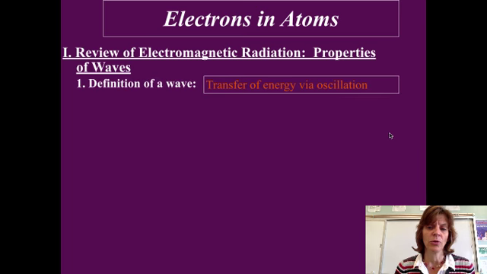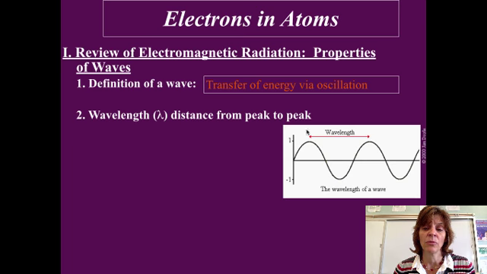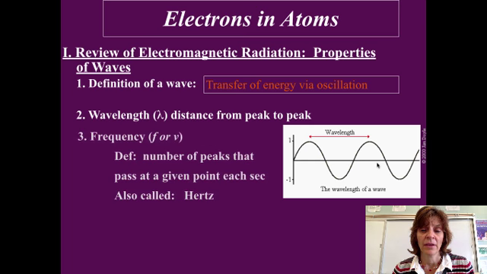Definition of a wave: it's a transfer of energy via oscillation. That could be oscillation of matter if you're talking about sound waves, or oscillation of electric and magnetic fields if you're talking about light. Wavelength is a key characteristic when you're talking about waves. It's the distance from one trough to another, so the distance between the oscillations. Or it could be peak to peak, either way.